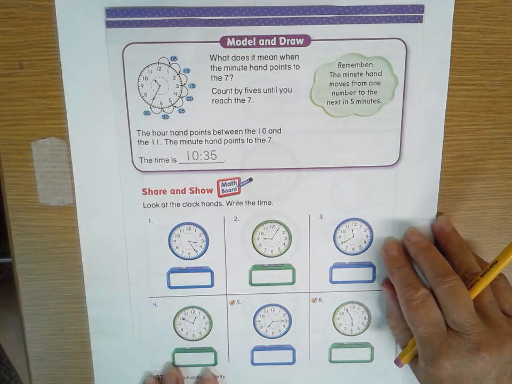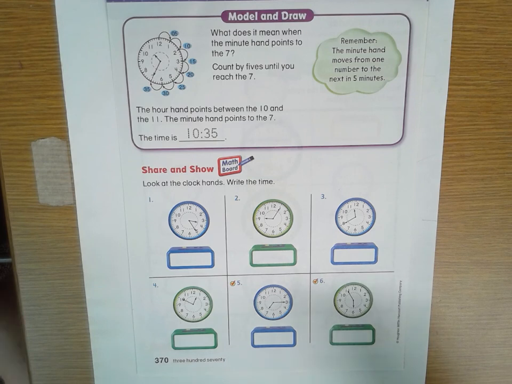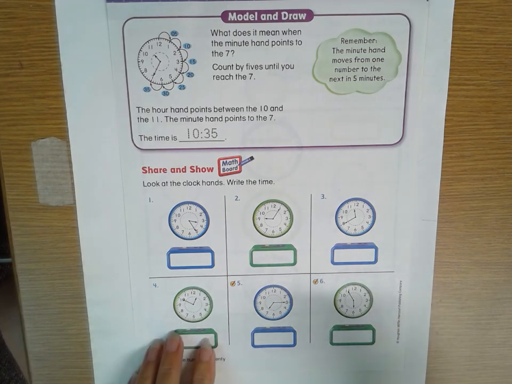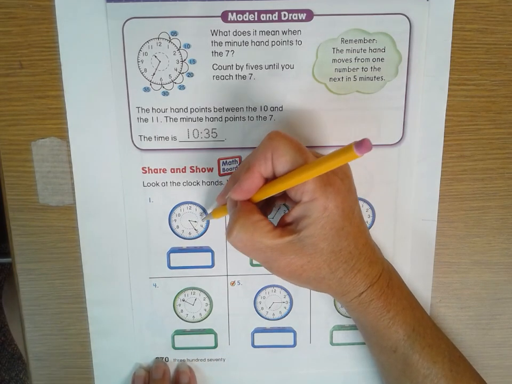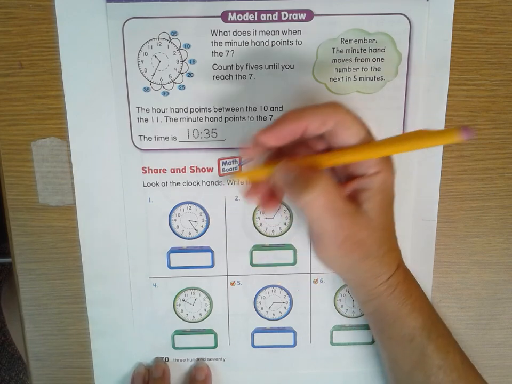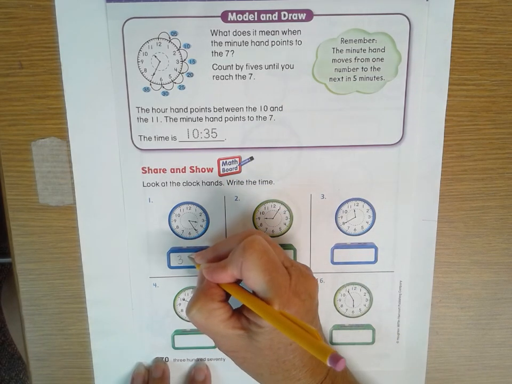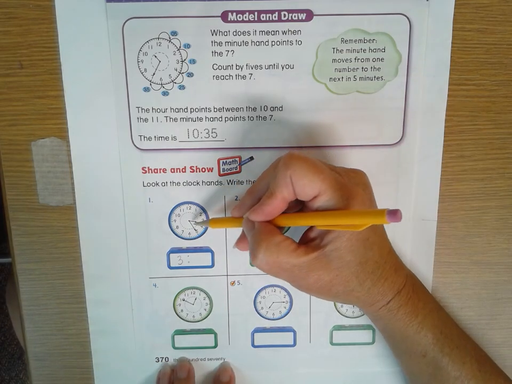So the directions say, look at the clock hands, write the time. I want you to look at the hour hand first, the short one. This hour hand is between the 3 and the 4. So it's gone past the 3, but it's not on the 4 yet. So we take the number before, 3. We need our 2 dots, our colon, and then it is pointing to the 5.